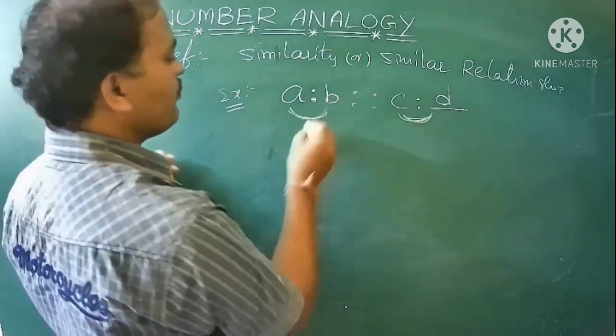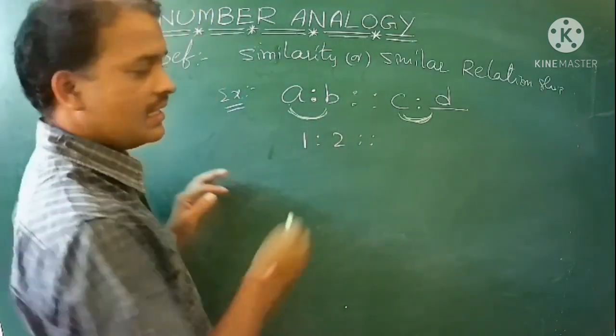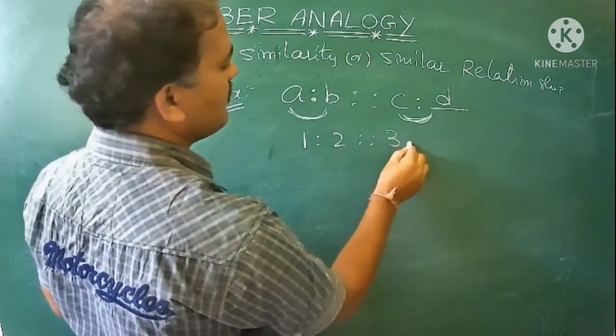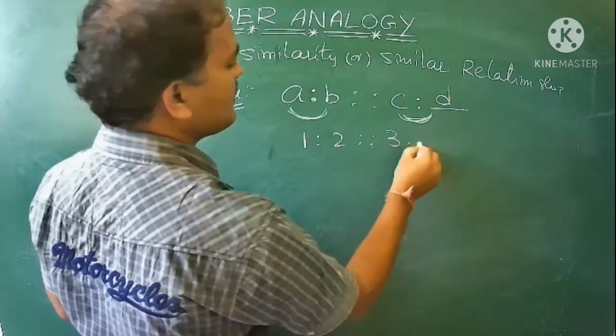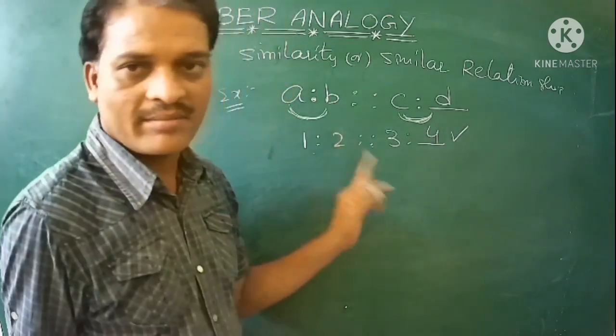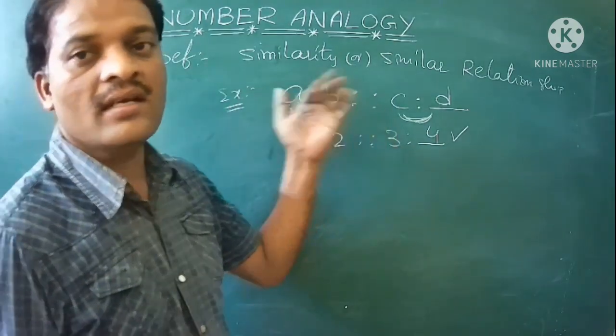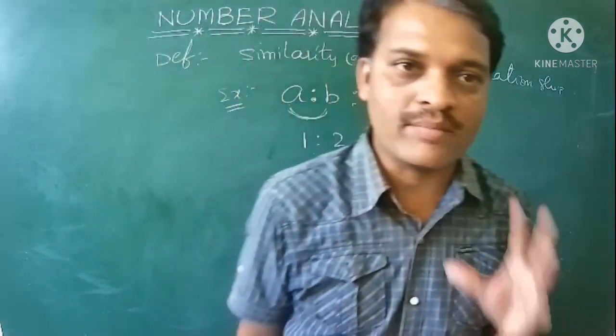Suppose it involves numbers, so 1 is to 2 as 3 is to dash, which is 4. Involving numbers is called number analogy. Involving letters is called letter analogy. So based on number analogy, I want to explain some methods.